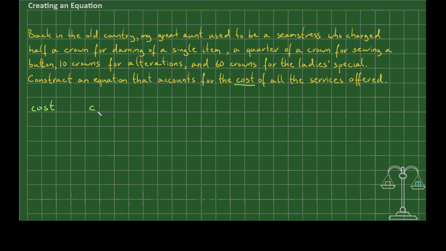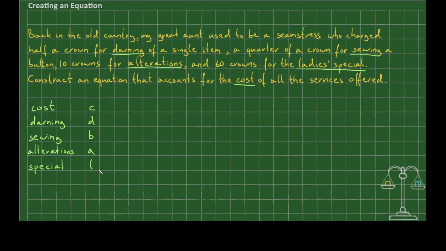What are the other variables in this scenario? We have darning, and I'm going to assign a letter to it. It is going to be D. Next thing, we have sewing. And seeing how we are talking about sewing of buttons, I'm going to give it a letter B. Next, we have the alterations. It will be given the letter A. And finally, we have the ladies' special, and I'm going to give it letter L.